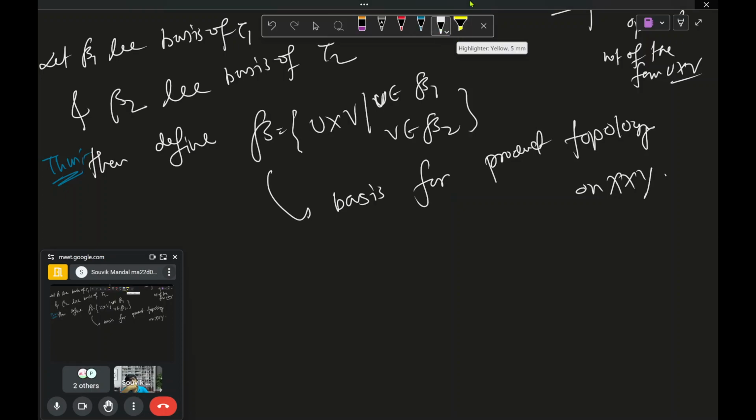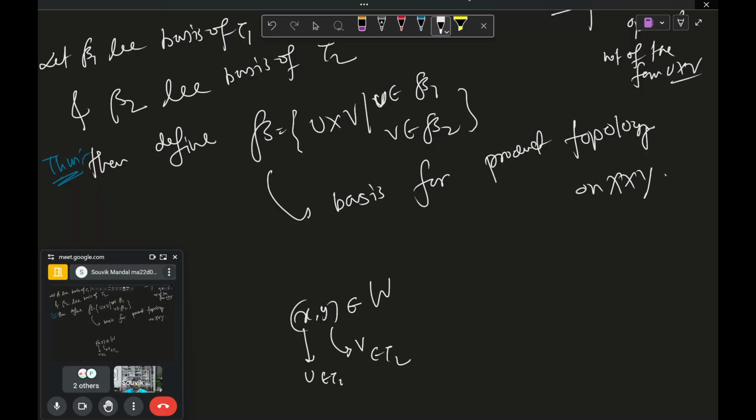If you take any open set and take any point in that open set, (x, y), corresponding to x there will be a basis element U in the first topology tau 1 containing that x. Corresponding to y, there will be some V in tau 2 that contains y. So this U cross V is a basis element that contains that point and is contained in that given open set. So this is a basis for the product topology, sir.